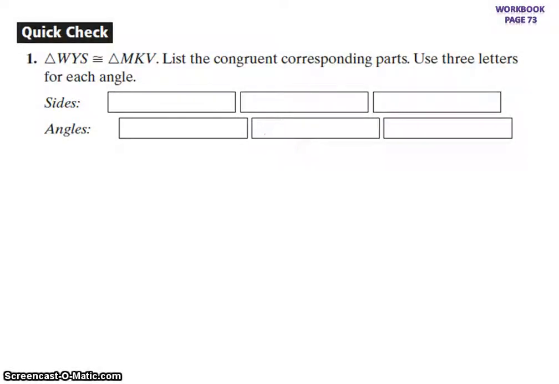And we're back. So triangle WYS is congruent to triangle MKV. List the congruent corresponding parts. Use the 3 letters for each side. Well, so I've got W going with M and Y going with K and S going with V, so I have to put them in order.